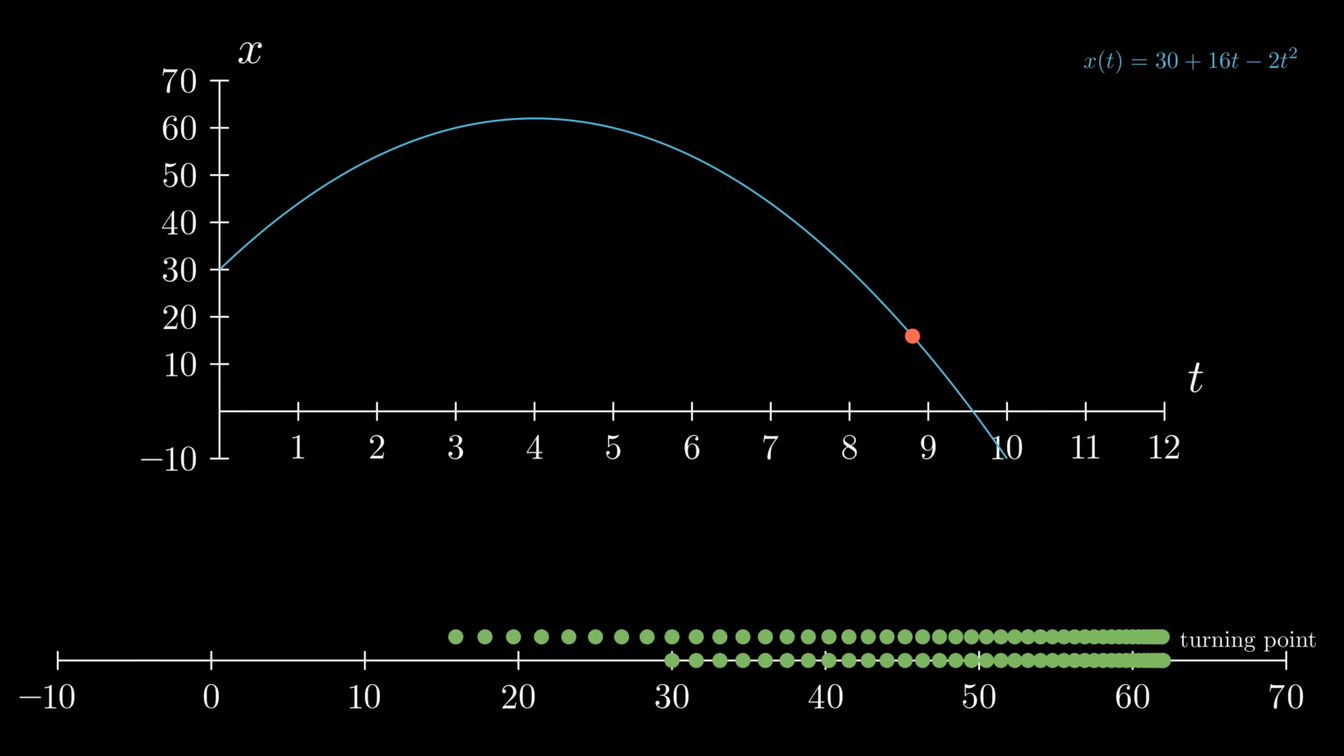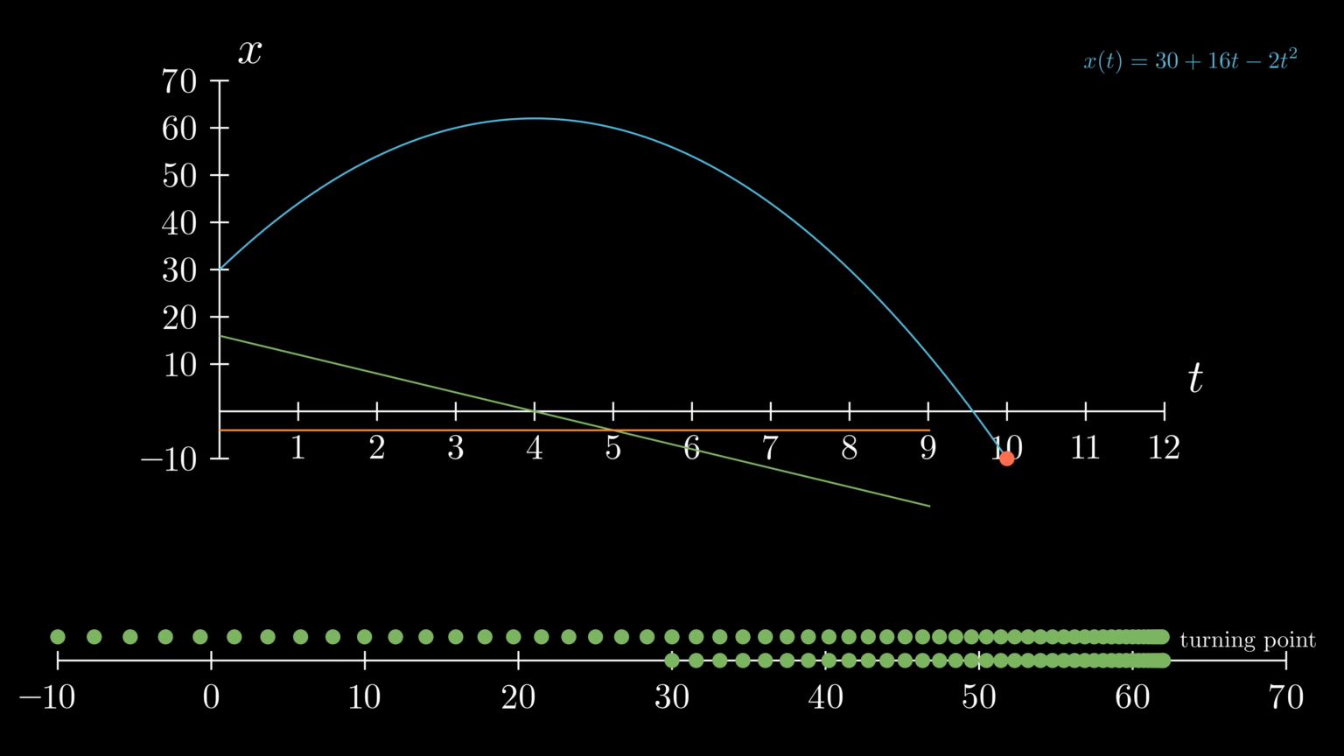The velocity is the rate of change of the position with respect to time. We can find the velocity function by taking the derivative of the position function. The acceleration is the rate of change of the velocity with respect to time. We can find the acceleration function by taking the derivative of the velocity function.